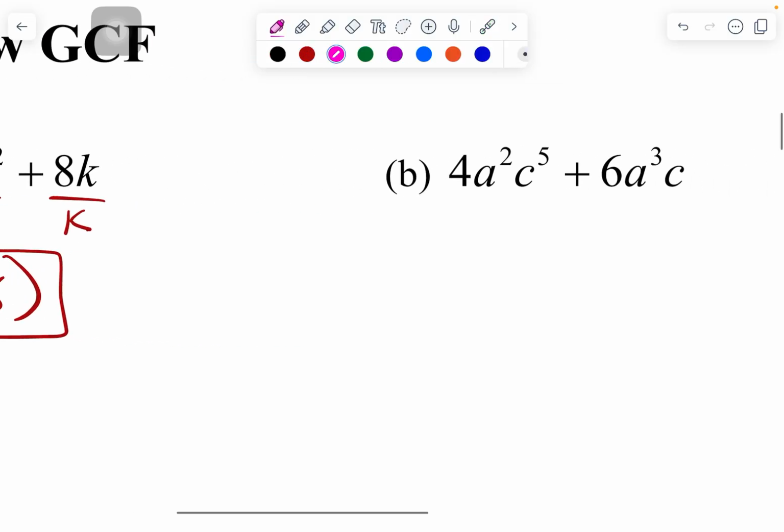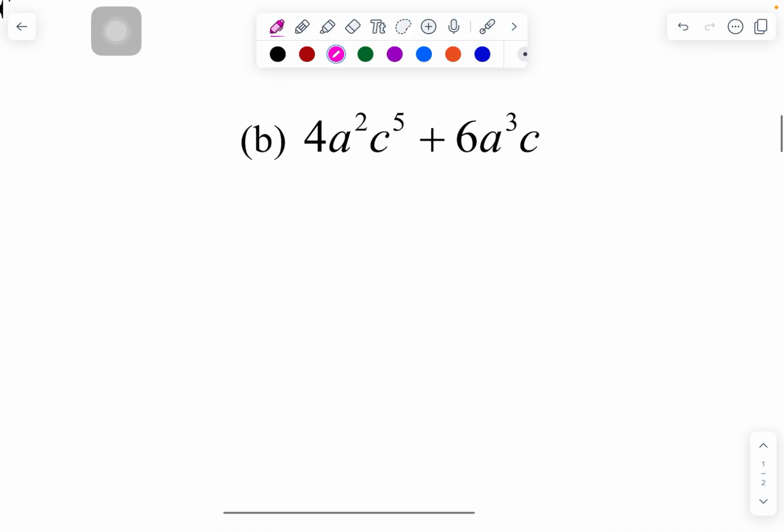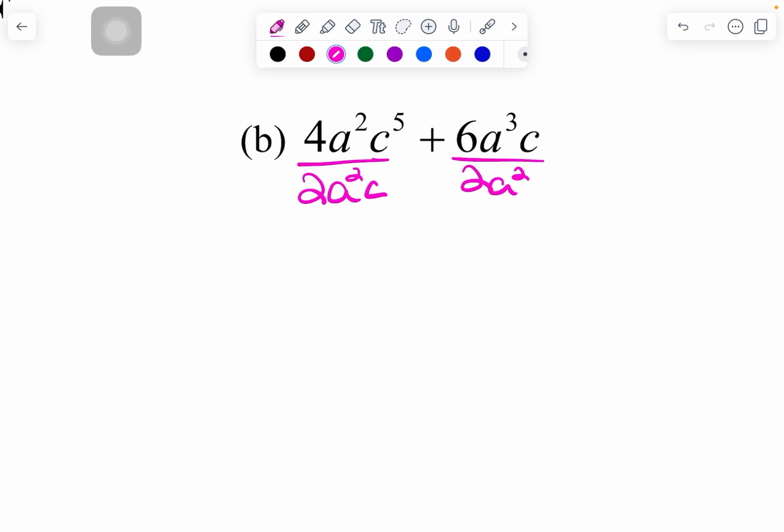All right, let's take a look at part B. All right, so step up because we got numbers, variables, and multiple things going on here. So numerically, 4 and 6 are both divisible by 2. A to the second and A to the third, I can factor out an A to the second. C to the fifth and C, I can factor out a single C. So 2A to the second, C is my GCF.